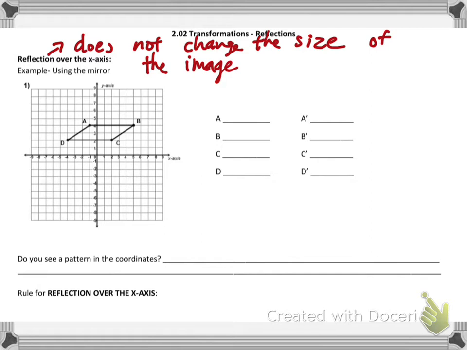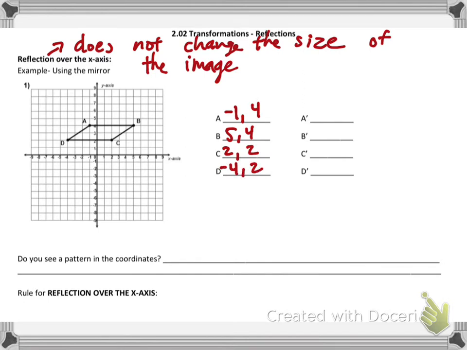So let's start off with this parallelogram that we have in number 1. We're going to reflect it over the x-axis. So let's start off with labeling the points. A will be -1, 4, B will be 5, 4, C will be 2, 2, and D will be -4, 2.